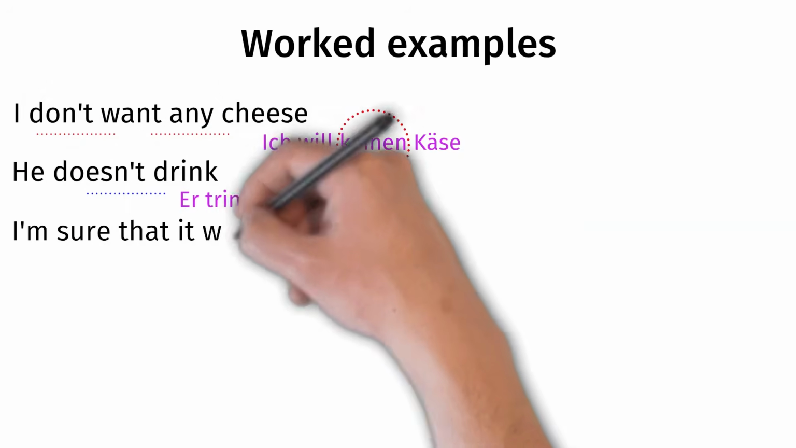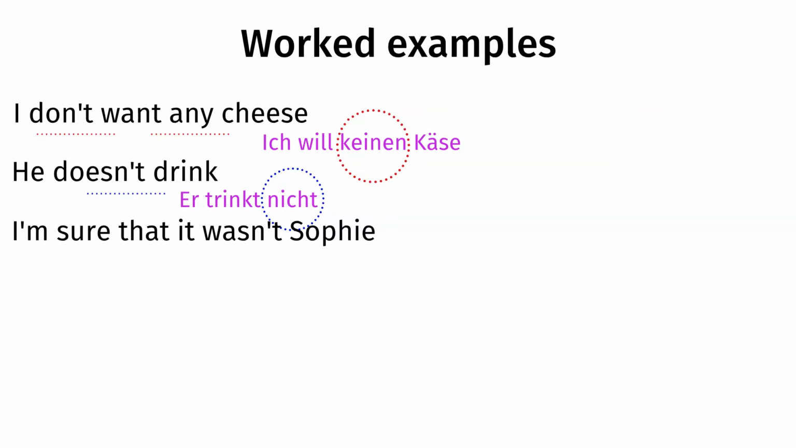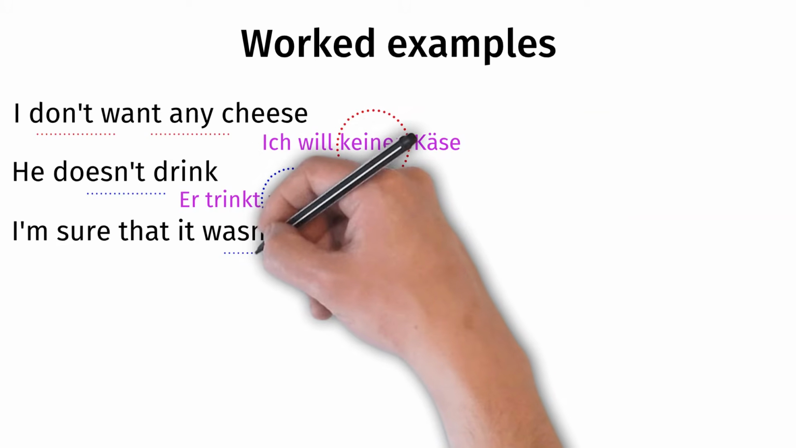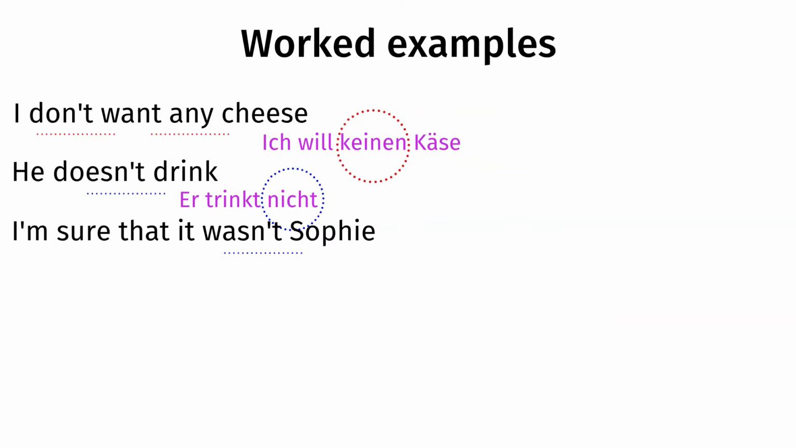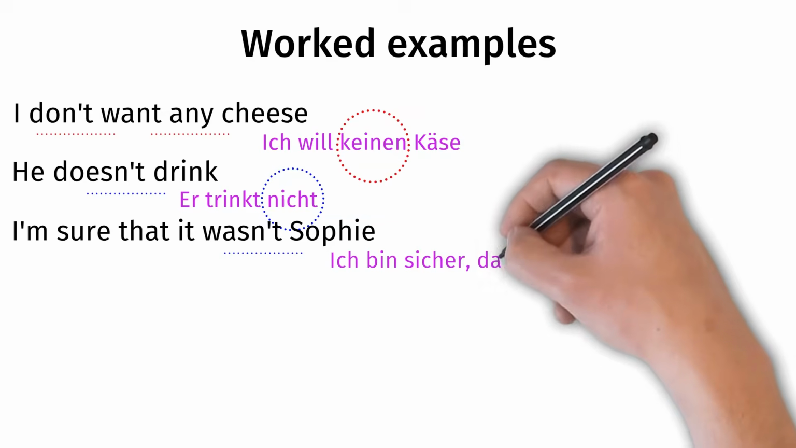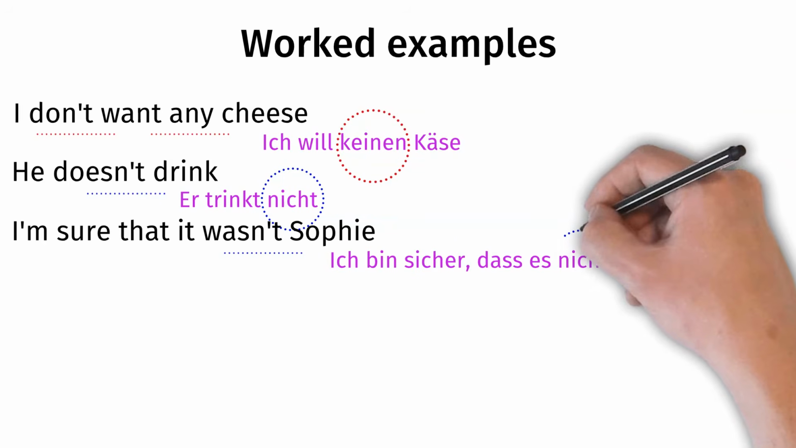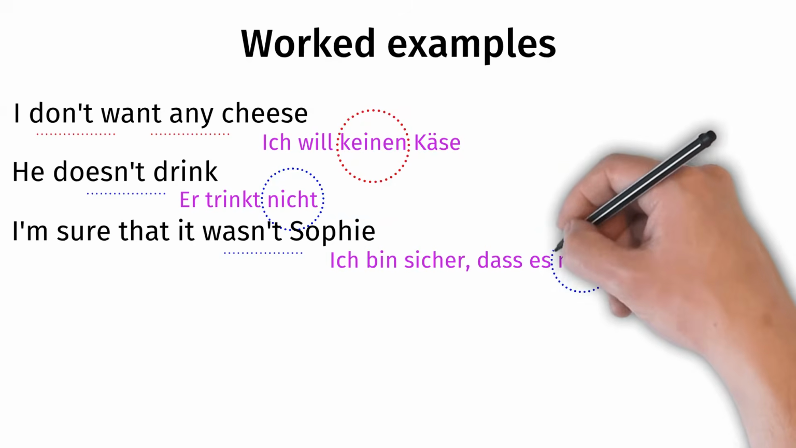I'm sure that it wasn't Sophie. Now this time we don't have doesn't, we have wasn't, but the not again is just by itself, isn't it? There's nothing else with it. There's no any, there's no. It's just not by itself. And it goes with the verb was. So we're going to use nicht. Ich bin sicher, dass es nicht Sophie war. I'm sure that it wasn't Sophie.